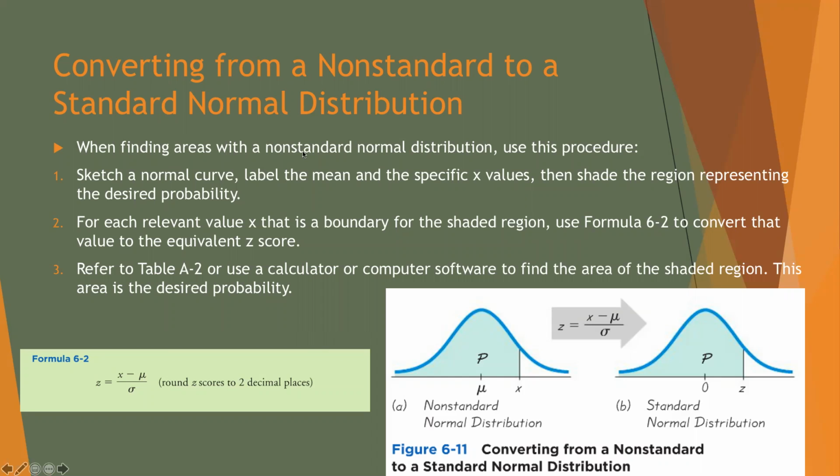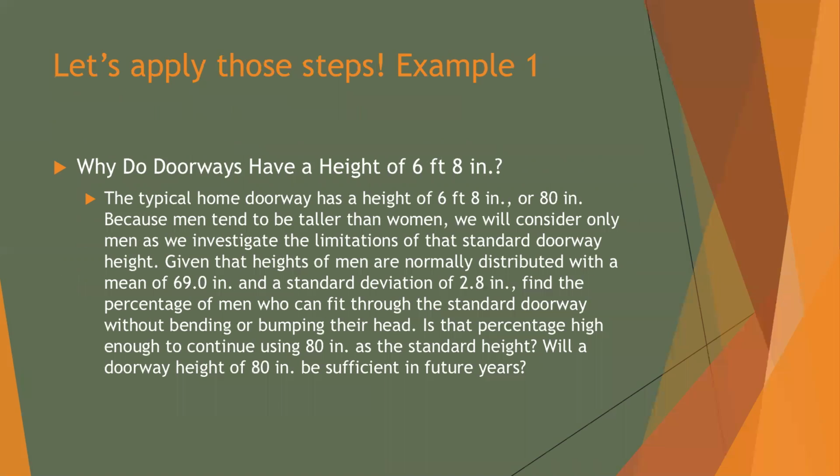So when finding areas for a non-standard normal distribution, use these procedures. Sketch a normal curve. Sketch, sketch, sketch. I can't stress that enough. If you sketch it and label it, you'll be amazed at how much more sense it makes and how much faster you'll get it. Not sketching and just trying to answer questions leaves you questioning how you do this. For each relevant value x that is a boundary for the shaded region, use formula 6 to convert the value to the equivalent z-score. You can use technology to find these too, but you should really feel familiar with the table.